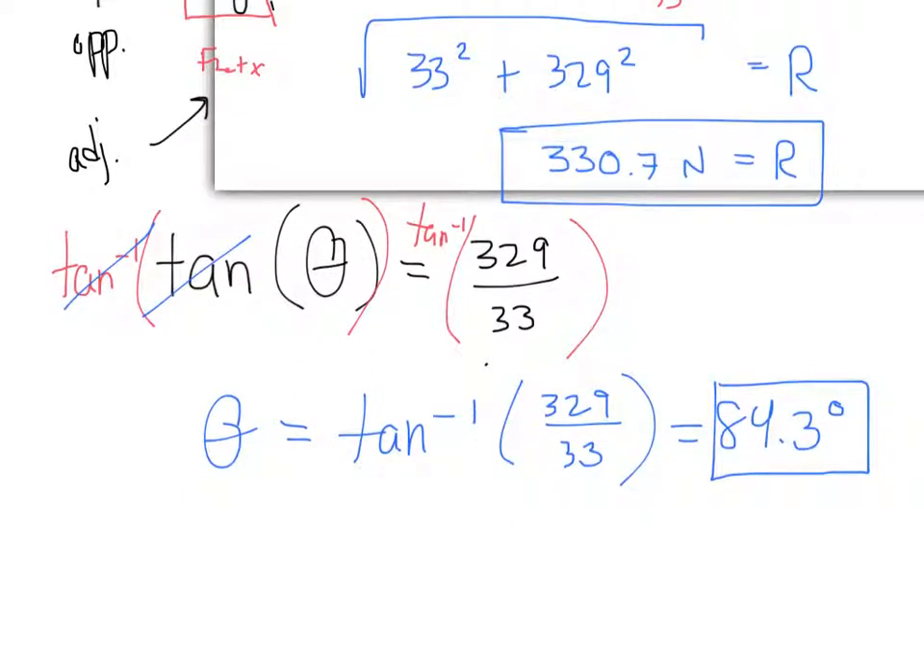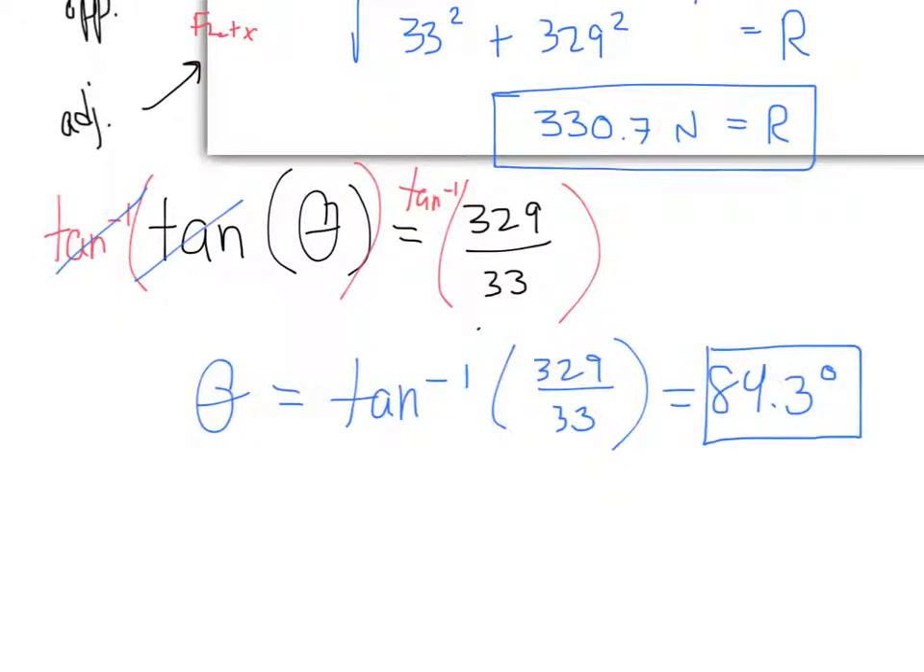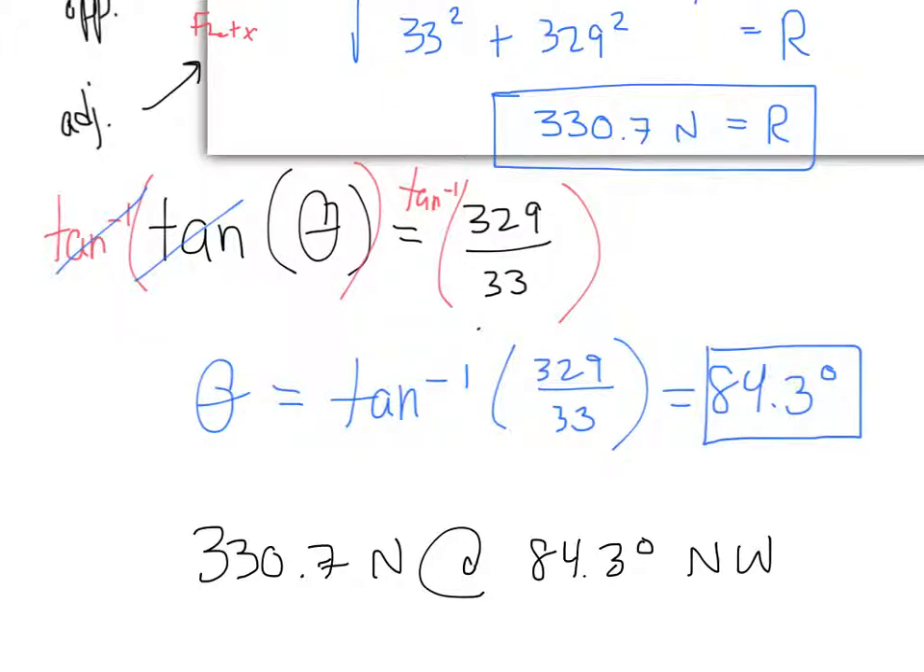So how would I write this answer? I would say the following. Ready? You have a result of 330.7 newtons. That was the resultant force at an angle of 84.3 degrees northwest.